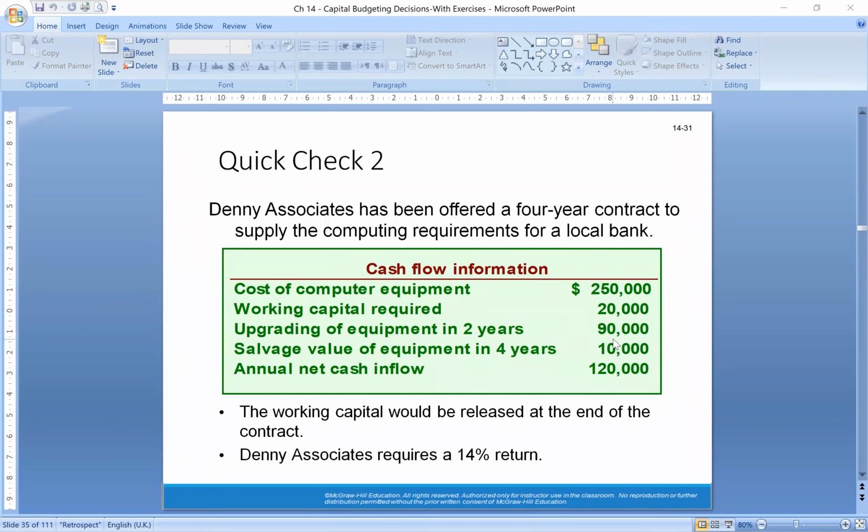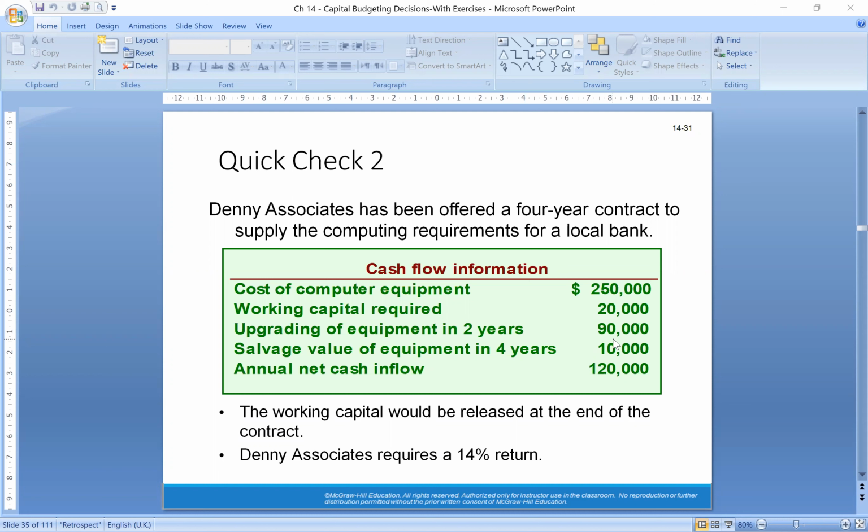So we do have $250,000, the cost of computer equipment. The working capital required for the project, which means the operating activities need some money, is 20,000. Upgrading the equipment in 2 years means after 2 years, I need to update my equipment. After 2 years, which means one time, not 2 times. In year 2, which means after the second year.